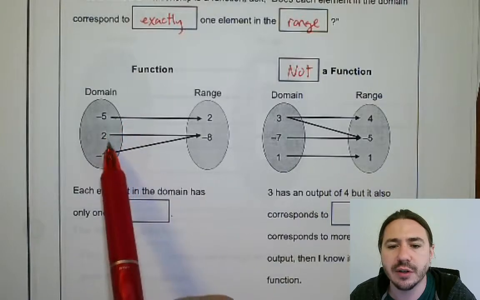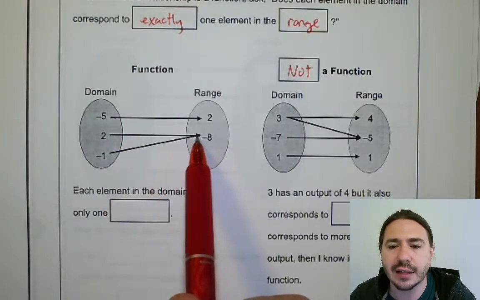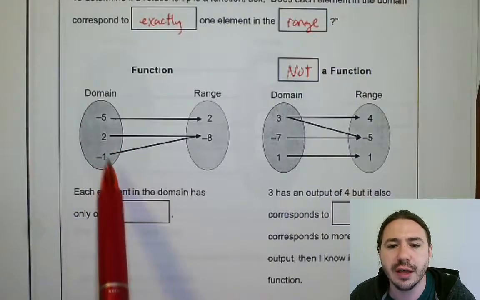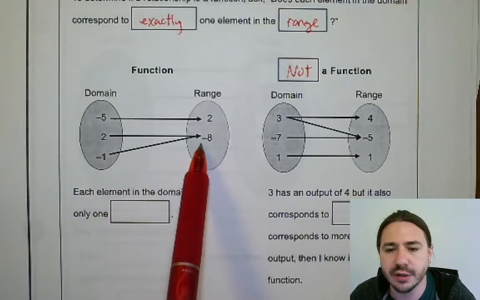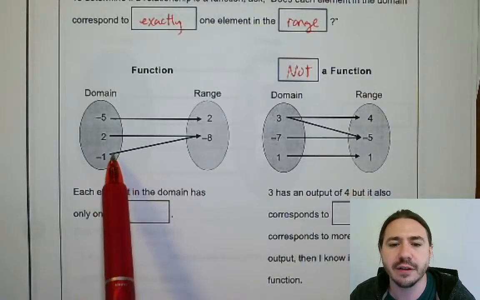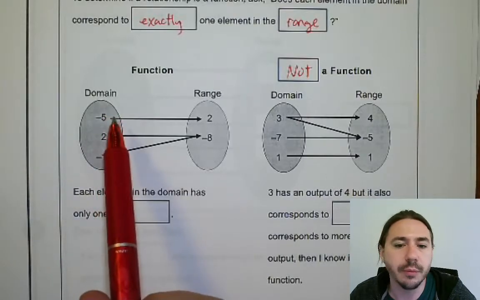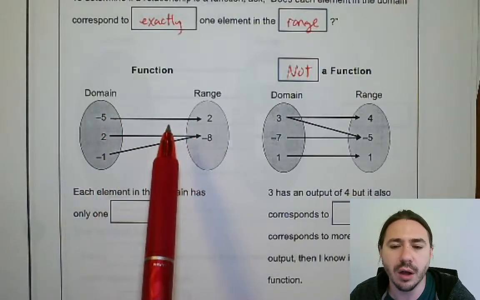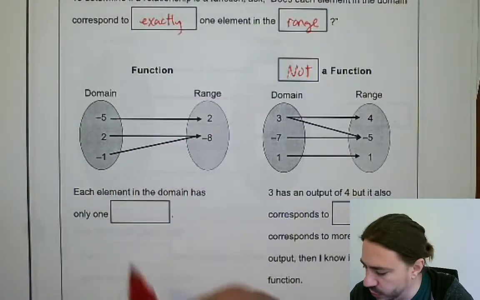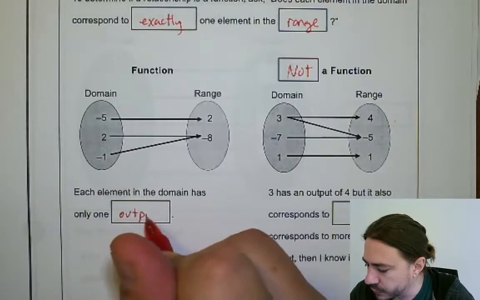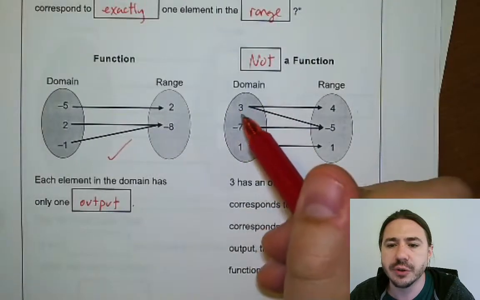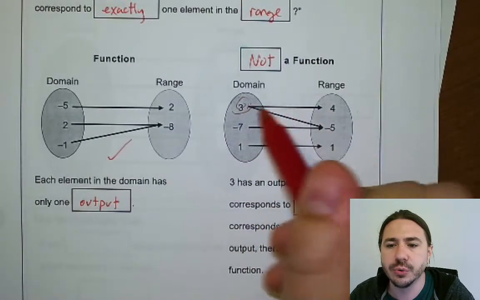Notice each element in the domain corresponds to exactly one element in the range. It is okay if two different inputs give the same output. That does not prevent it from being a function. The only thing that you have to satisfy is that each input basically has one arrow running away from it. So each element in the domain has only one output. So this would be a function. Now this is not a function because you'll notice 3 has 2 different outputs.